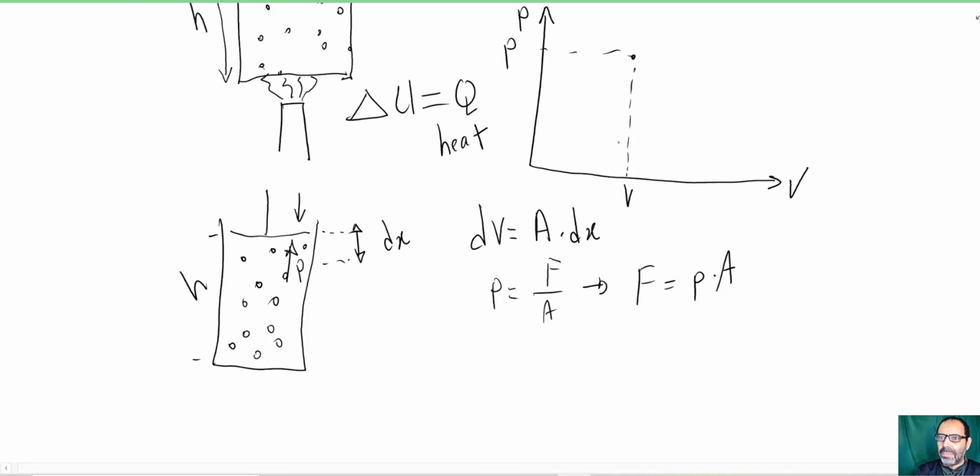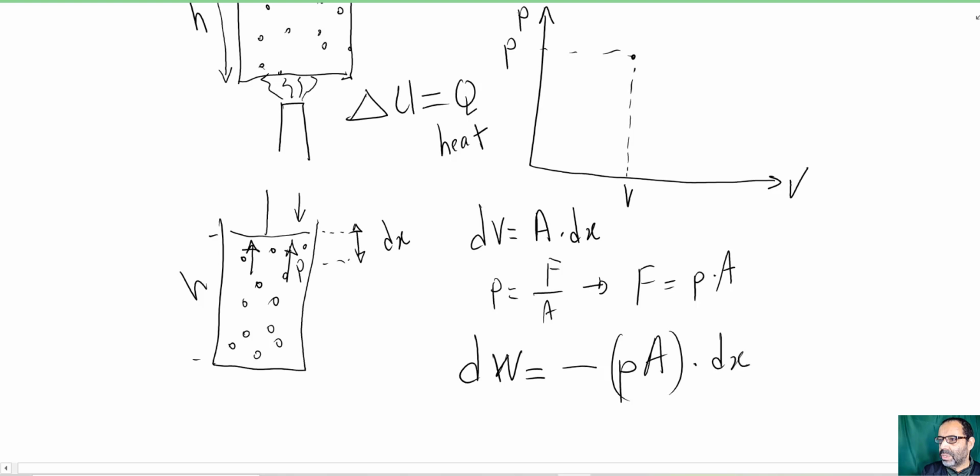That's the force I have to defy if I want to compress the gas. The force is clearly pointing upward in here, and the work will be force times displacement. But the force is upward and the displacement is downward, so I really need a negative sign: minus the force, which is PA, times the displacement, which is dx. The force comes from the pressure times the area, and this PA dx is nothing but the change in volume. So another way of writing this expression is minus P dV.